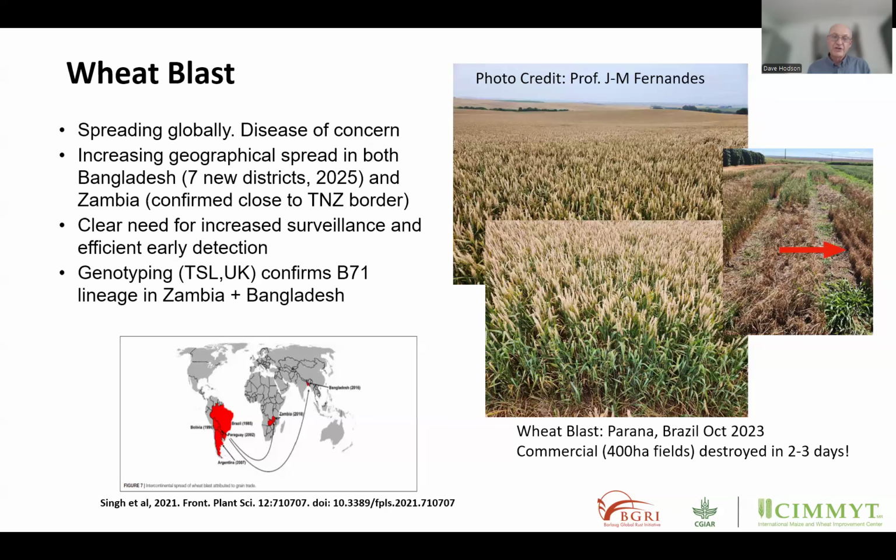We now have genotyping of samples being done by the Sainsbury lab in the UK. They're confirming that it's the original incursion. It's all this B71 lineage that's present in Zambia and Bangladesh, but we're monitoring that situation over time.